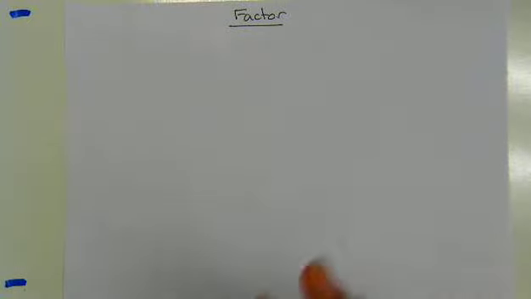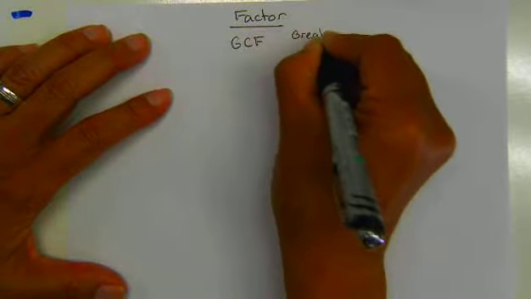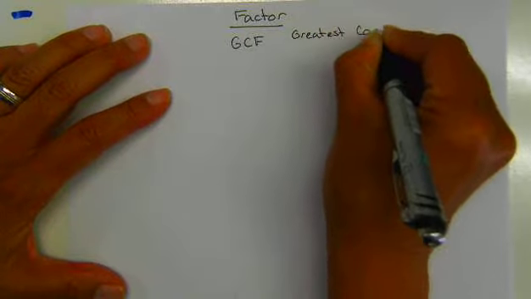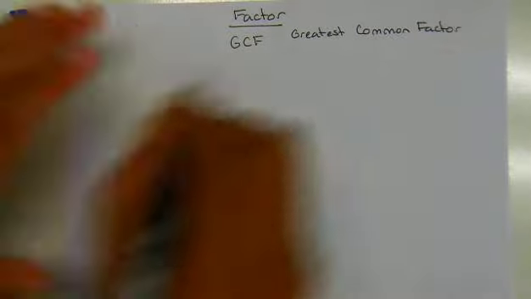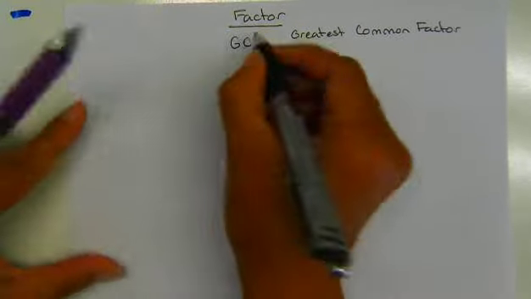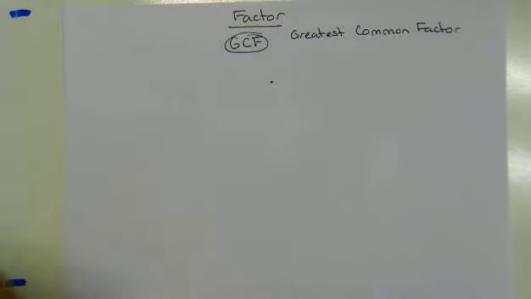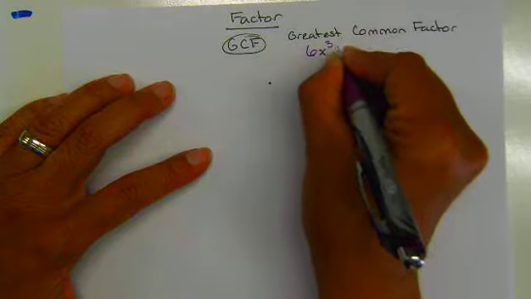Hi, today I'm going to review how to factor. So one of the first things that you do when you're factoring is you look for a GCF. That's your greatest common factor. And this is a step that a lot of people forget to do and they end up with a lot more work.